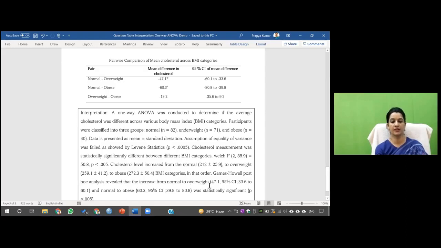And you can see here that we have written the value of Games Howell, the Games Howell post hoc analysis. We have not taken the Tukey. That value only you have to include here. Is it okay for everyone?